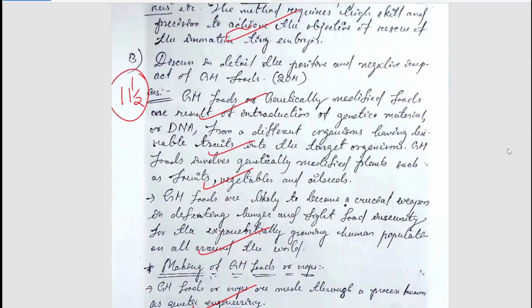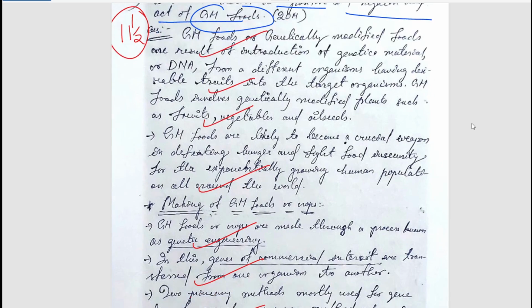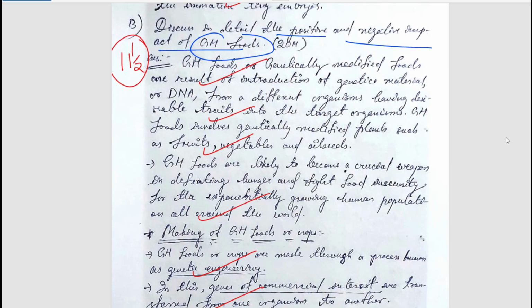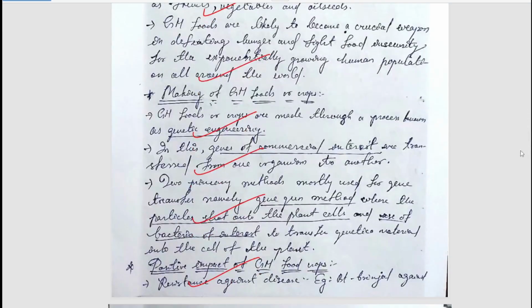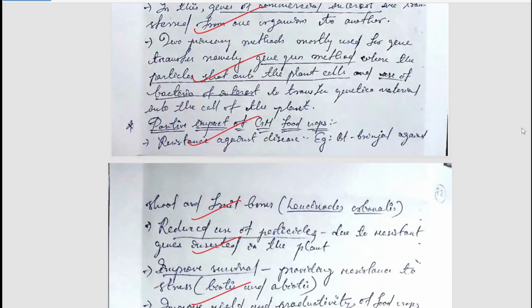The next question is, describe in detail the positive and negative impacts of GM food. So here we have to discuss the positive and negative impacts of GM food. We will see what GM food is. You all know that genetically modified food is what we get from some modification of genetics, adding genetic material from other species to get the desired results. Genetic engineering is used. Now we'll see the positive impact.